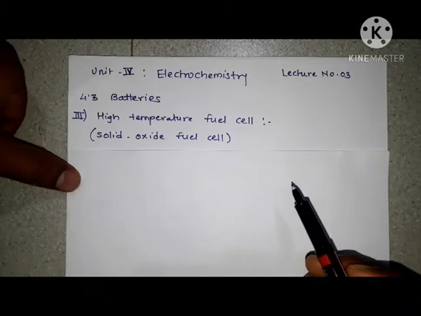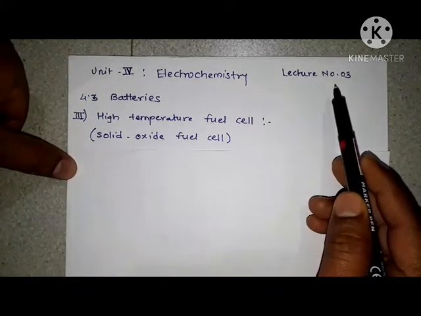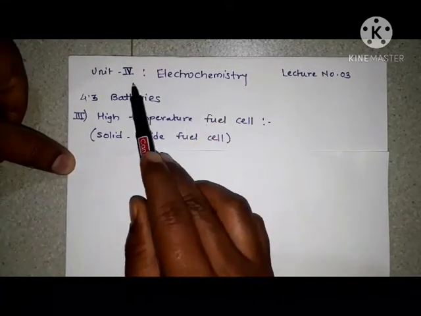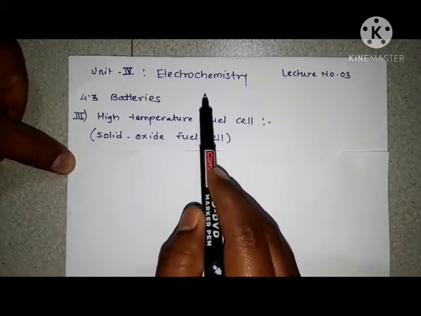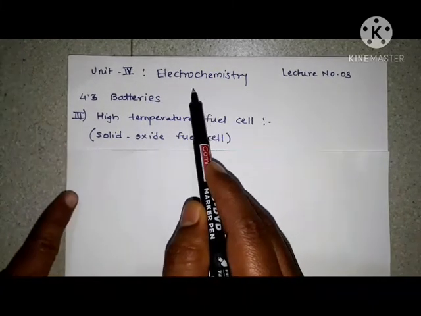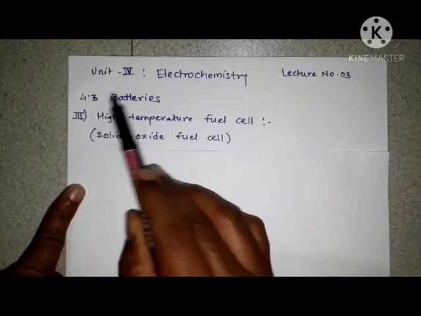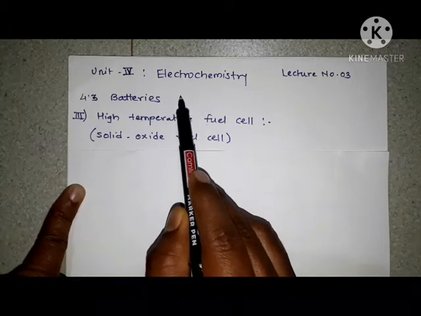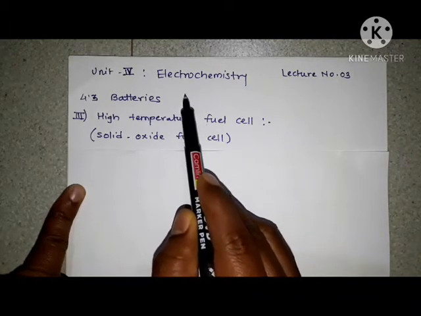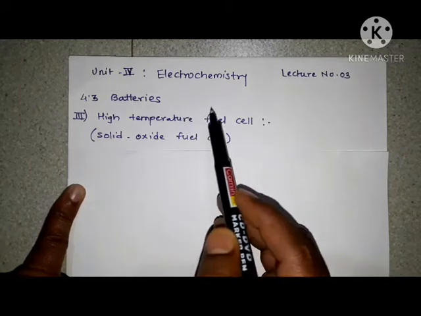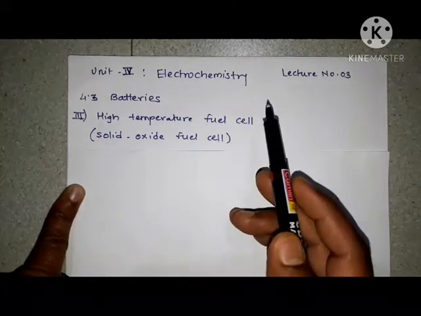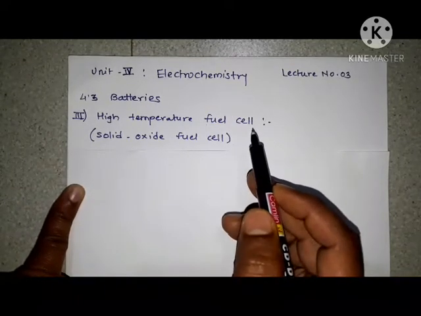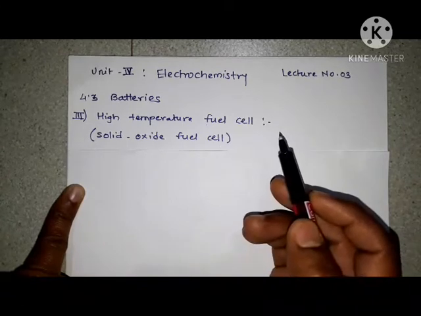So today we are going to see lecture number 3 from electrochemistry, that is unit number 4 from physical chemistry. In that we have to see, as we know, 4.3 in the batteries part. We have already completed 2 points, that is two fuel cells. One is alkaline fuel cell and another one is phosphoric acid fuel cell.